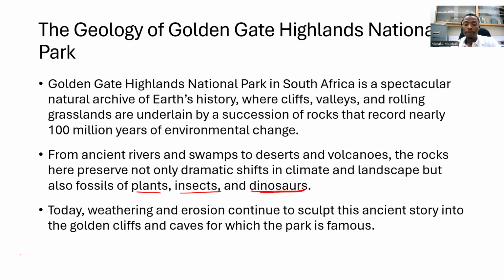And then why the golden? It's from the fact that when the sun is about to set, before it gets dark, during sunset, we see the sandstone glowing into gold, or golden color. That's why we say it's the Golden Gate Highlands National Park. So the Golden Gate got its name from that.